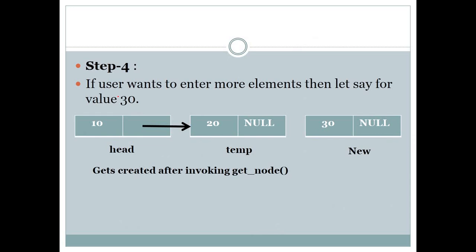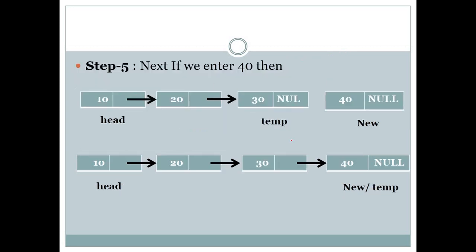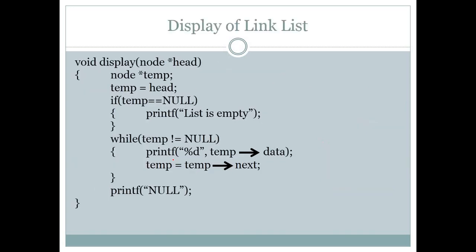Okay, if we want to add another value, if we want to add 30 here, again we will do temp next is equal to new. So in this way we can add 30 into this linked list. Okay, so here we have added 30. If you want to add 40 here after 30, again we will do temp next is equal to new, then we can add our 40 into our linked list. So this is insertion of a node, or we can say creation of a linked list.